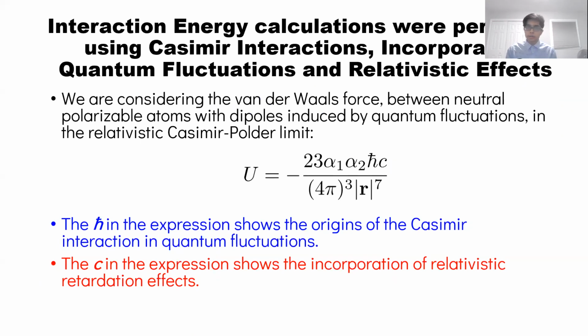We first calculated the interaction energy between these plates using the van der Waals interaction energy in the Casimir polar limit. The van der Waals force is between two neutral and polarizable atoms that have gained dipoles due to quantum fluctuations. We're considering this interaction in the relativistic Casimir polar limit, which takes into account retardation effects from the finite speed of electric field propagation. As you can see, there's now a factor of c, the speed of light, in the numerator, and an extra power of r, the separation distance, in the denominator. There's also an h bar in the numerator that corresponds to the Casimir interaction originating from quantum fluctuations.